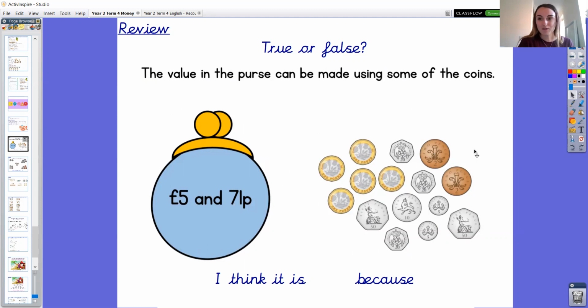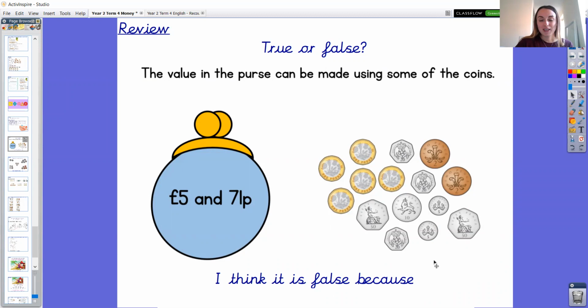So what I'd like you to do, first of all, is discuss whether that is possible, and then explain your reasoning using the sentence, I think it is because. So please pause the video here, Year 2. Well done, Year 2, great mathematical thinking. So I think it is false.